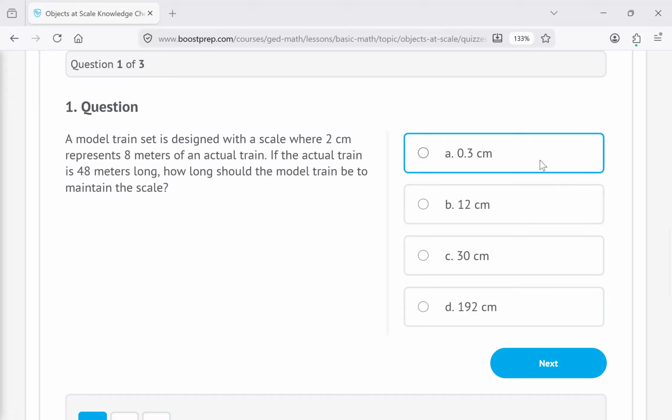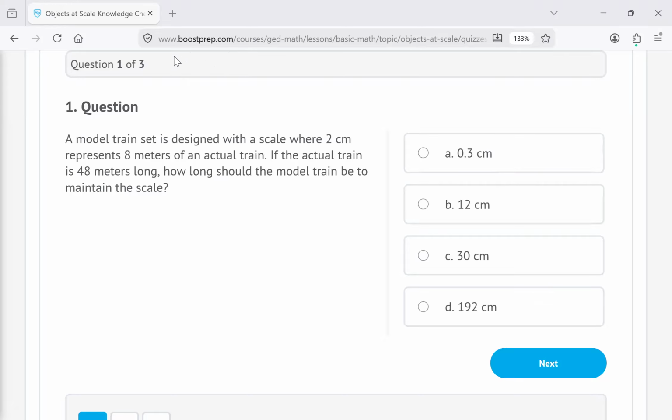This is very equivalent to proportion word problems. So before I start, I want to talk about the rules for setting up proportions, because this is what it really is. It's just a proportion problem. Objects at scale are basically proportion problems. Go ahead and write this down in your notes because this is kind of important.